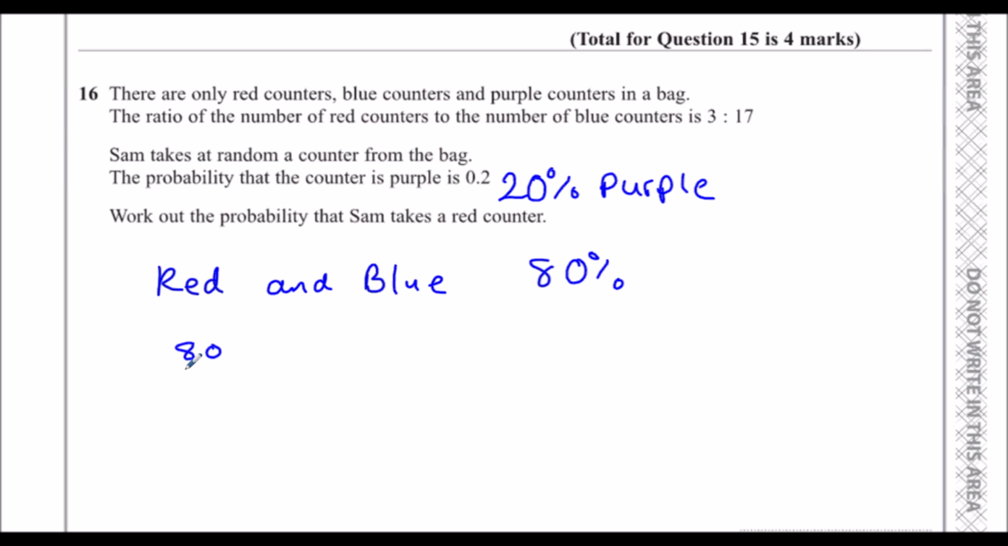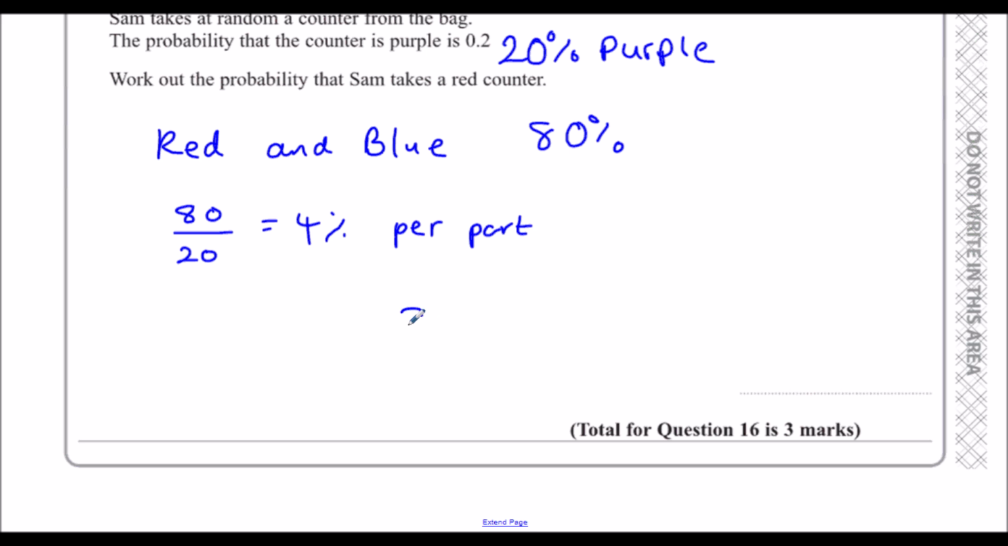So 80% divided by 20, so 4% per part. And I want red. So red is 3 times 4, 3 lots of 4%, 12%, or 0.12.